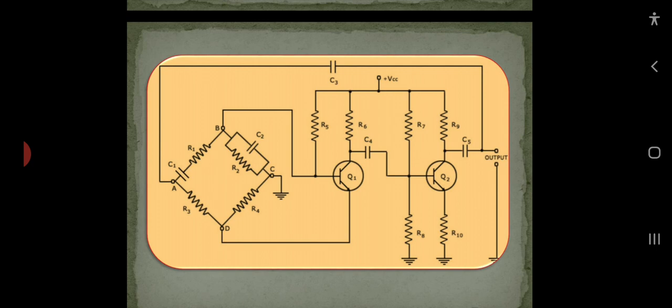And we know that the amplifier stage Q1 produces a phase difference of 180 degree between input and output, and similarly the other stage Q2 produces a phase difference of 180 degree. The whole Q1 and Q2 will produce a phase difference of 360 degree between input and output. Here the Wien bridge does not produce any phase difference between input and output.